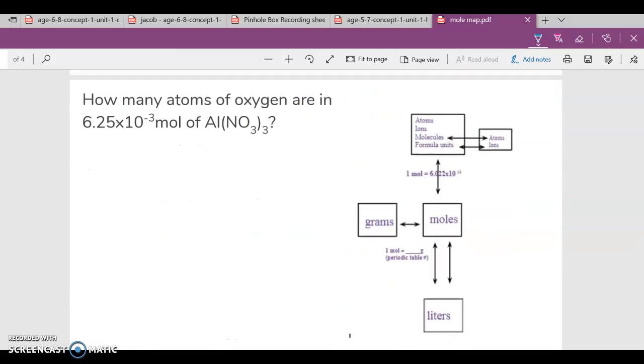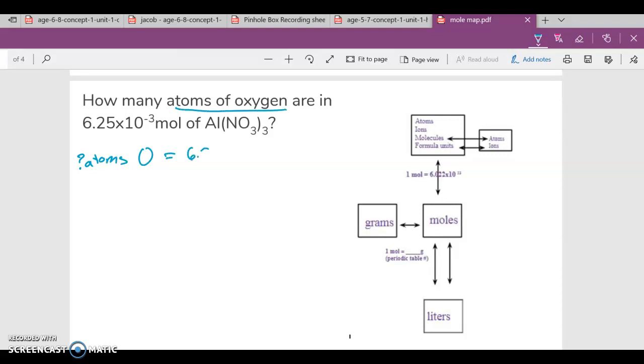Going on to the last one, which is going to be a little bit longer. When I look at this problem, it says how many atoms? Question mark, atoms. Of oxygen specifically are in 6.25 times 10 to the negative 3 moles of Al(NO3)3. Whew, that's a lot. So I'm going to figure out where I am, where I need to go. I'm starting in moles, and I want to end as atoms. Atoms of O specifically.